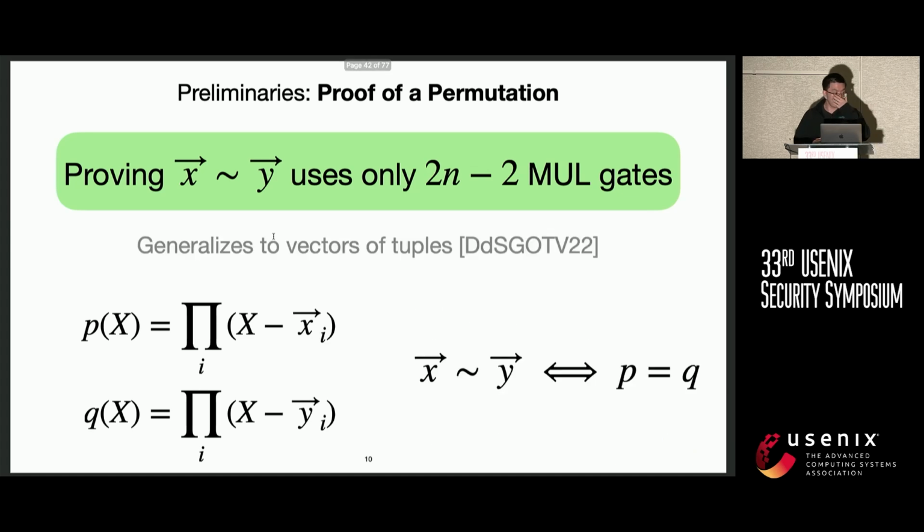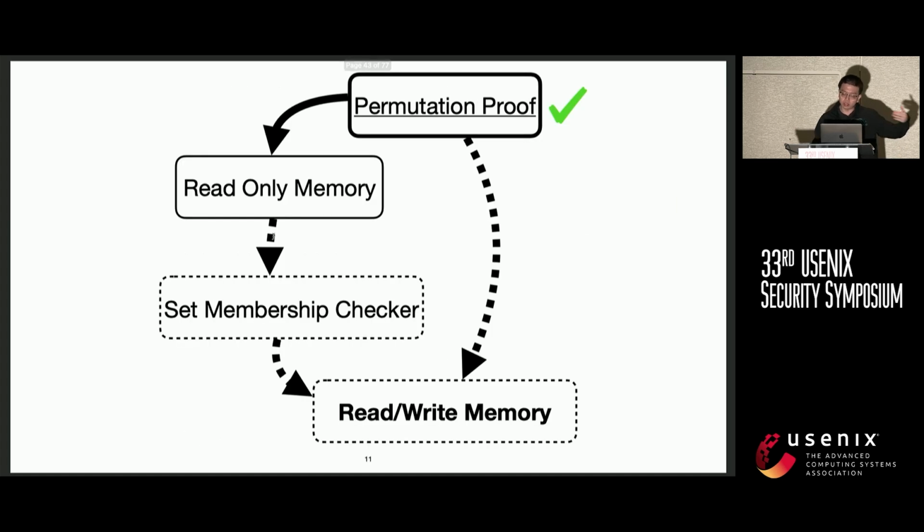One thing I want to mention here is that this can be generalized into a vector of tuples rather than just a single dimension of elements. That means that each element of this vector can itself be viewed as a vector. Okay, so this basically finishes the permutation proof. Now let me show you how you can use just one permutation proof to build a read-only memory.